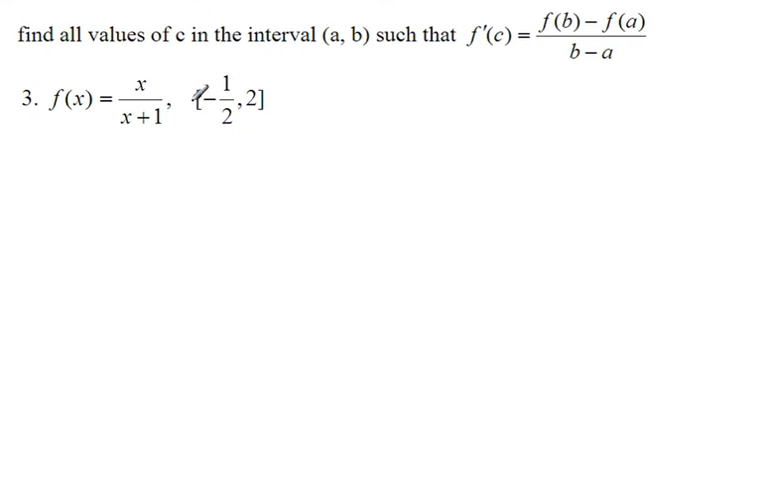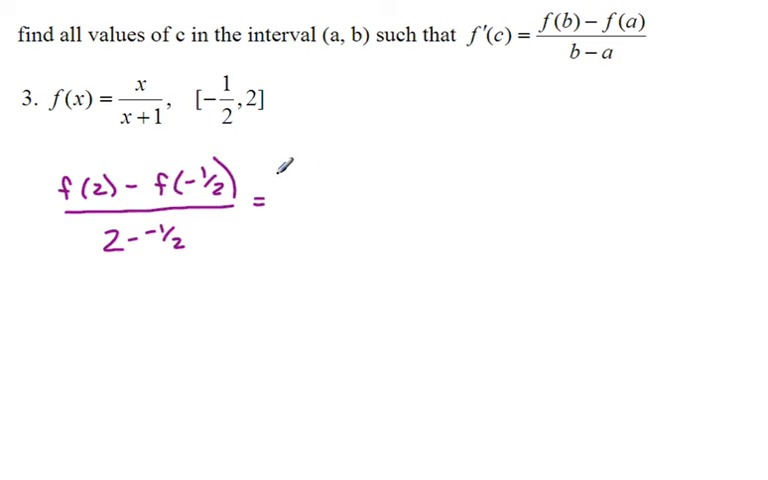All right, let's try it again. So this time our interval is from negative 1/2 to 2. So we're going to start off with f of 2 minus f of negative 1/2 all over 2 minus negative 1/2. All right, when we plug in 2, that looks simple enough, 2/3. Minus, when we plug in negative 1/2, let's just take a little time here. So f of negative 1/2, we get negative 1/2 over negative 1/2 plus 1, and I'm like, oh, this is good. Negative 1/2 over 1/2 is simply negative 1.